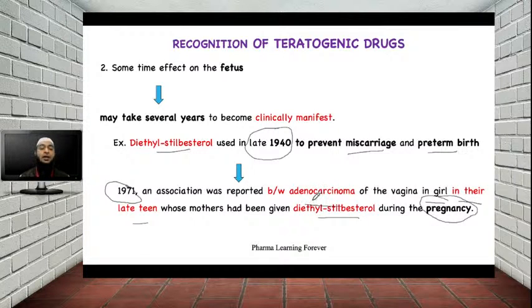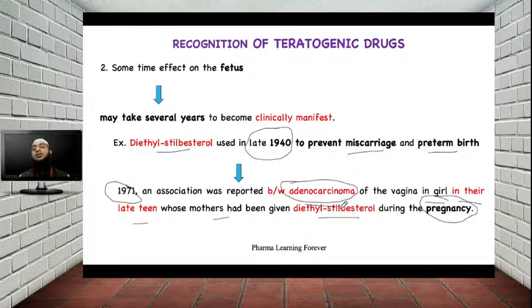And then when the study was done, it was observed that this adenocarcinoma which happened to the girls was due to the reason that their mothers had been given diethylstilbestrol during pregnancy. Now there could be many such examples, but they remain unrecognized.